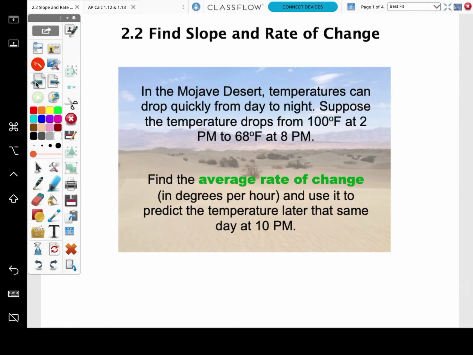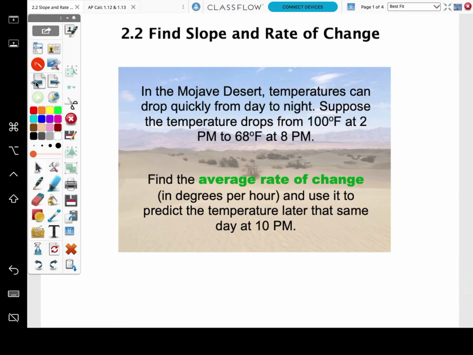Good morning, Algebra 2, and welcome to another exciting lesson. Here we're going to find some slopes and rates of change. Rates of change is just a fancy way of saying slope, but in some sort of applied setting.